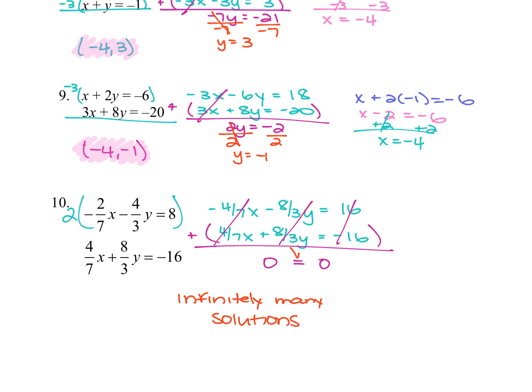If you were to get a false statement, so something like 0 is equal to, let's say, 8, it would be a false statement, which means your answer would be no solutions.